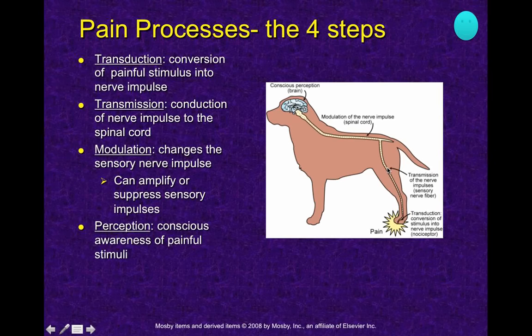Modulation changes the sensory nerve impulse. It can amplify or suppress the sensory impulses. So modulation happens along the spinal cord. And perception is the conscious awareness of painful stimuli. It's good to know those four and where they occur within the animal.